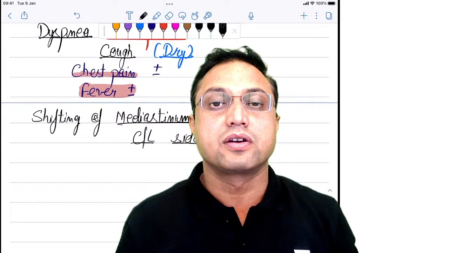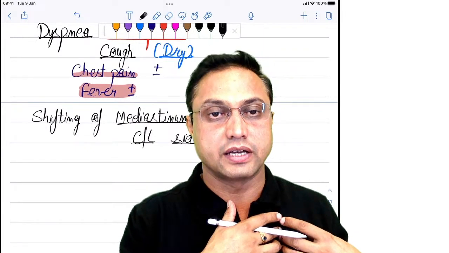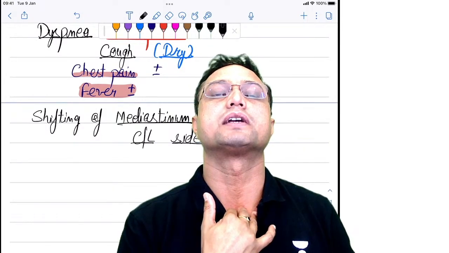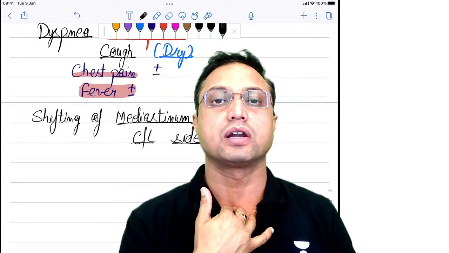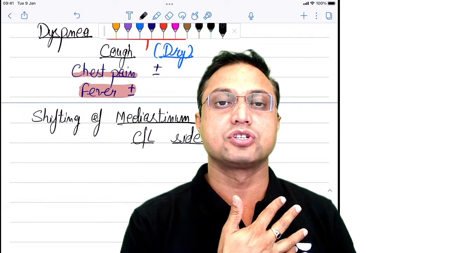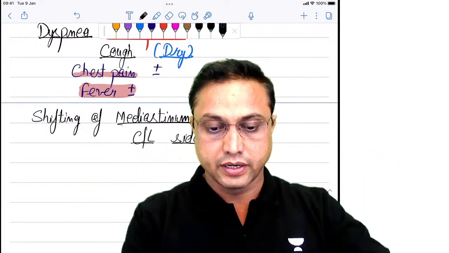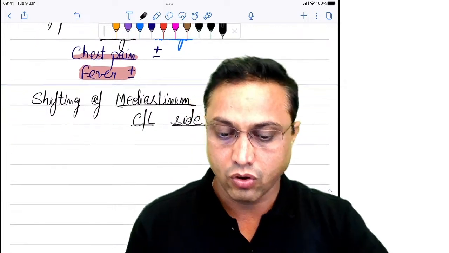This is called the tracheal shift sign, meaning shift of the trachea towards the contralateral side. You can just put your fingers like this and palpate the trachea, whether it is in the center or shifted towards either side, right or left. Whichever side it has been shifted away from, the opposite side has the pleural effusion. You can see it clinically, or the patient can also tell you, it is cosmetically visible also, right?